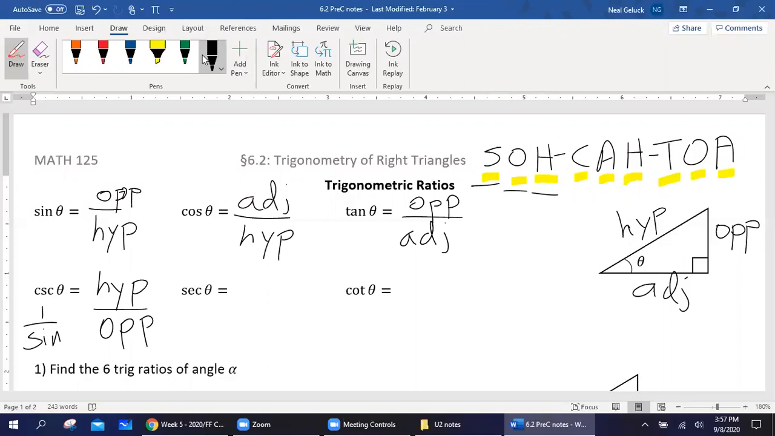Secant actually goes with cosine. It's 1 over the cosine. So if I flip that, I'd have hypotenuse over adjacent. This one, at least, the last one actually sounds correct. Cotangent is the flip of tangent. I would take the reciprocal, and it's adjacent over opposite.